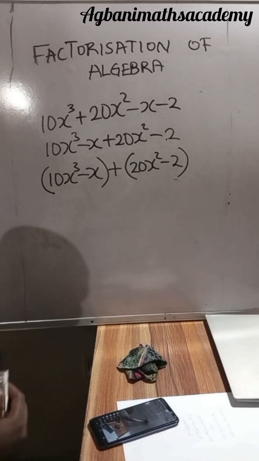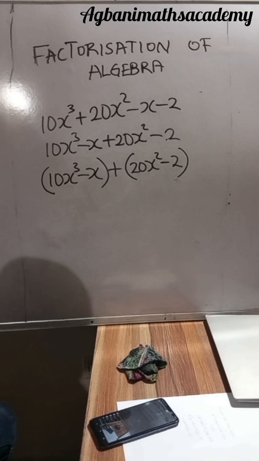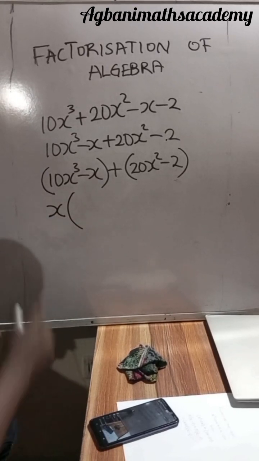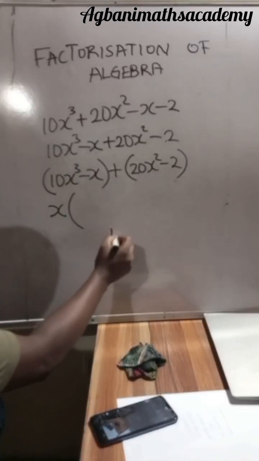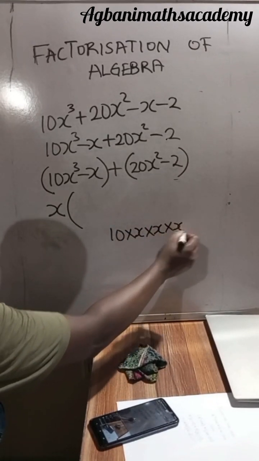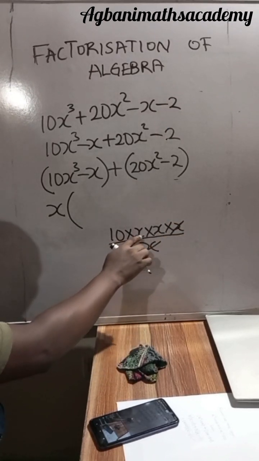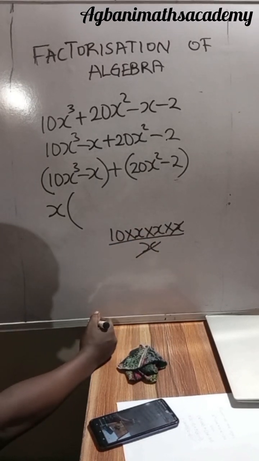So in both groups, we have something in common. Let's look at the first group. Do we have something in common? x is common. What is common will be brought outside the bracket. So we bring x outside the bracket, and we open the bracket again. 10x to the power of 3 divided by x: 1x is going to cancel out 1x. So we are going to have 10x to the power of 2.